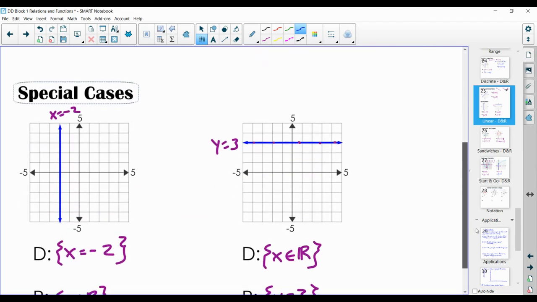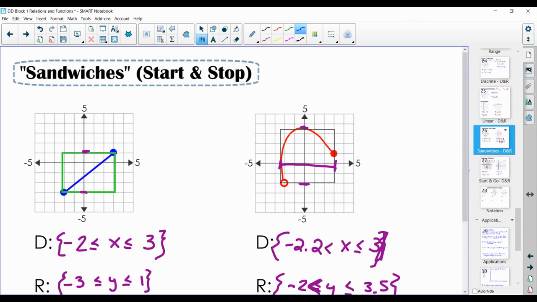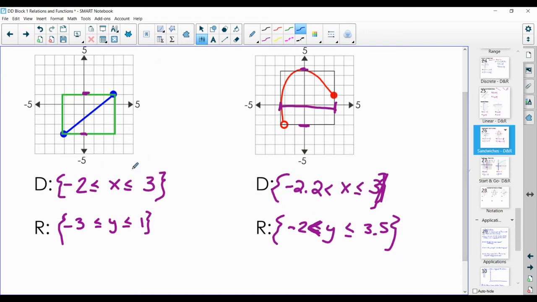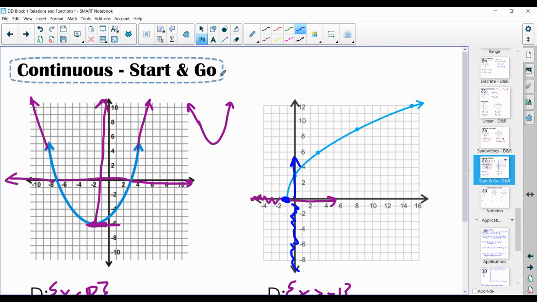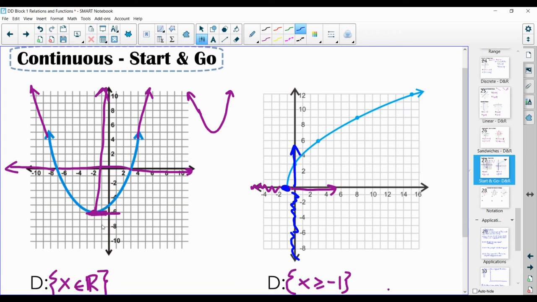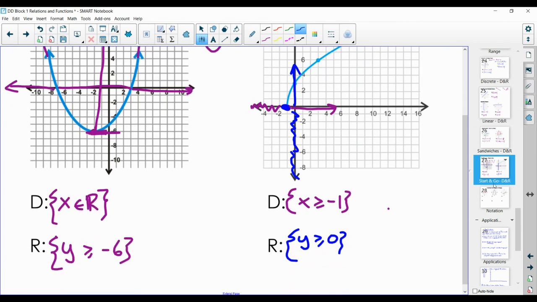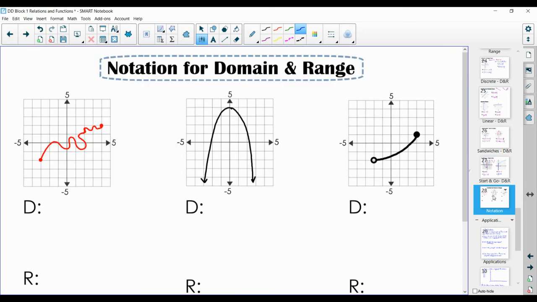Don't forget that there's the special case for horizontal and vertical. The sandwich cases we see quite often, especially in grade 10, so when you're writing these out, you're just going to put your endpoints and then your variable in between. And make sure that when you're doing your inequalities that you pay attention to whether you have an open circle or a closed circle. And then there's the start and goes. We actually see these quite often when we get into graphing different types of functions. So when you only have one max or one min point and it's not sandwiched between 2 points, you always lead with the variable.